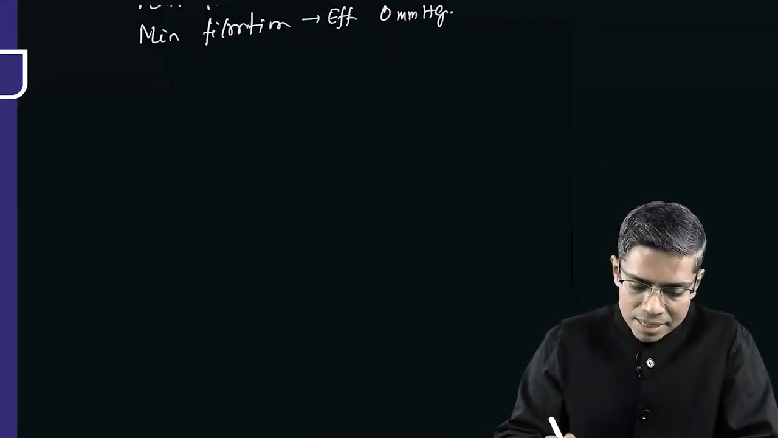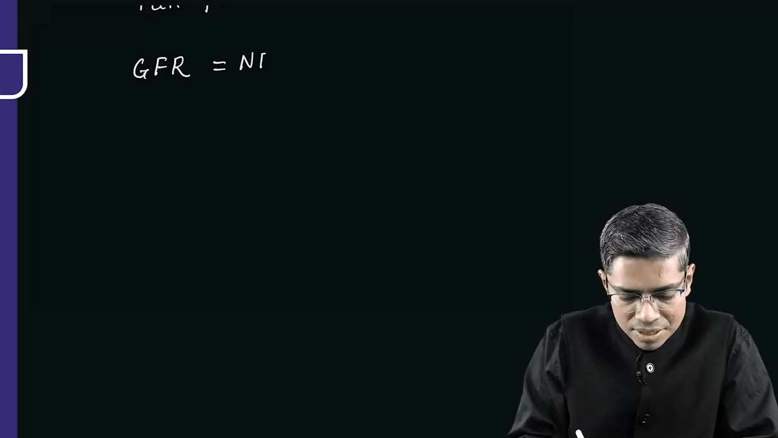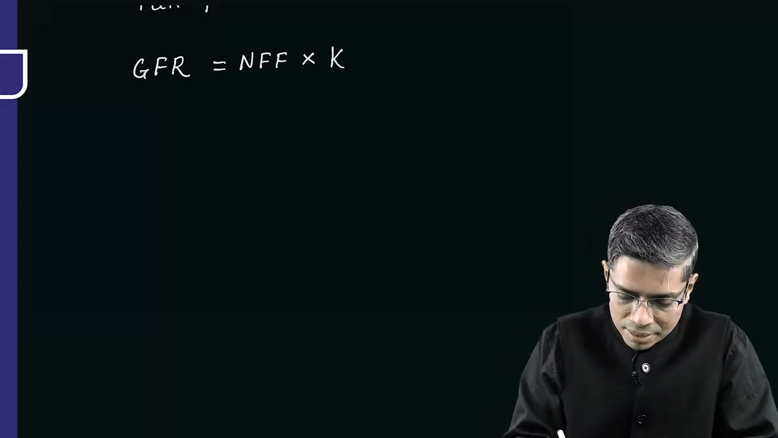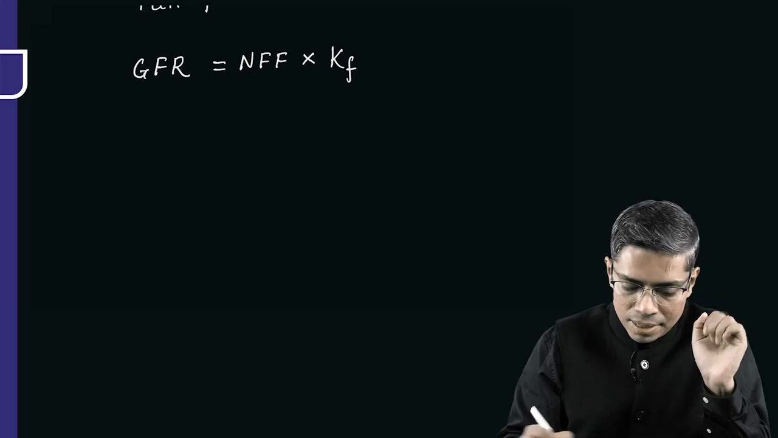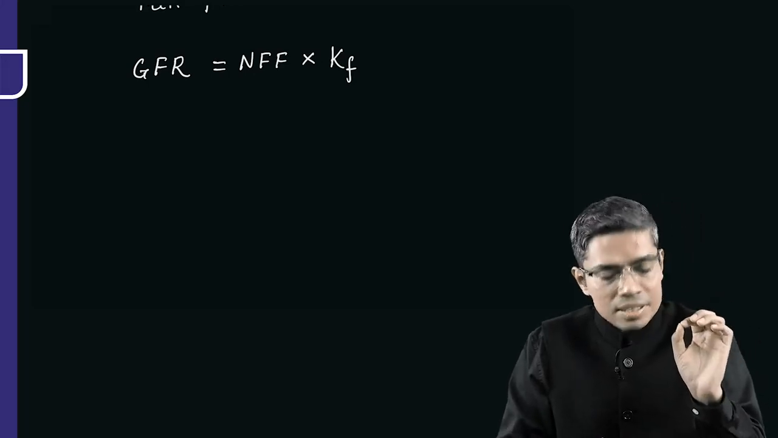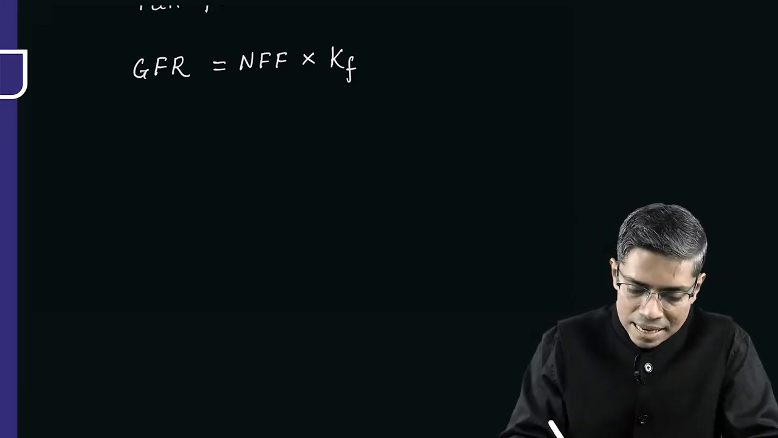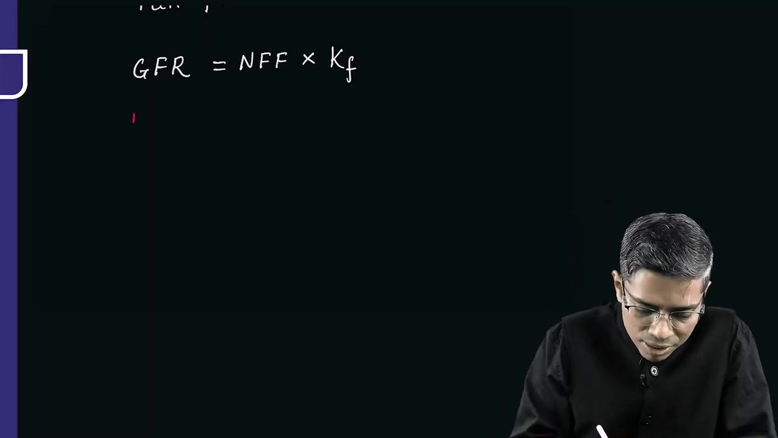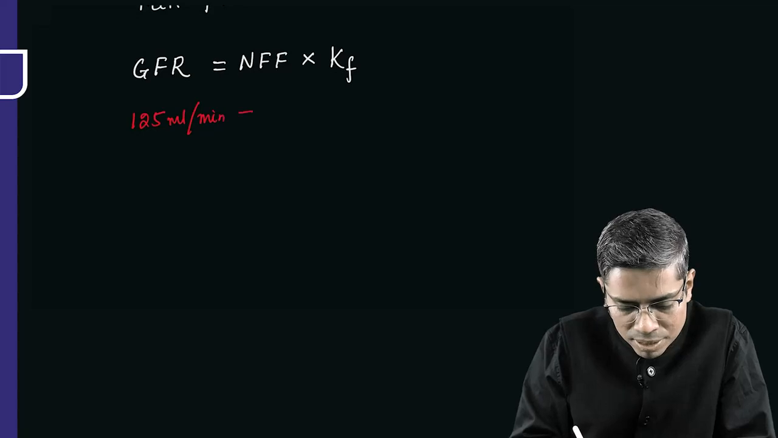Now you know that GFR is the net filtration force multiplied by a constant that is known as Kf, the filtration coefficient. So normal GFR is equal to net force of filtration multiplied by Kf. Kf is a constant, and I have to derive the value of this constant. So put the normal value of the GFR, that is 125 ml per minute. That is the normal value of GFR.